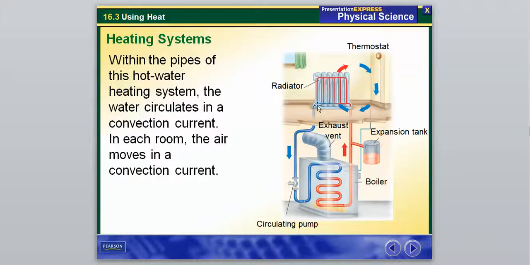Now we have cold water, and then it kind of just keeps moving along like that. So that is how a hot water heating system works. Again, it's constant convection, with some conduction and radiation in there, of hot and cold water.